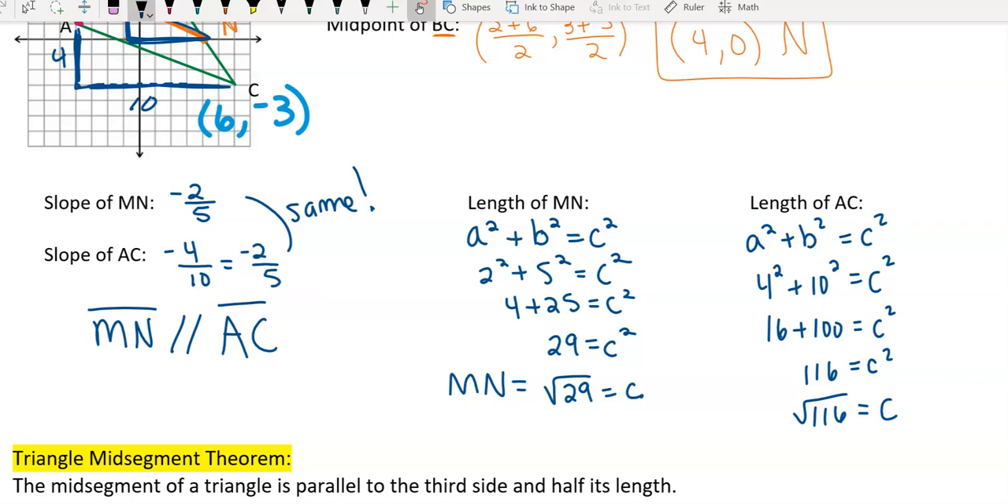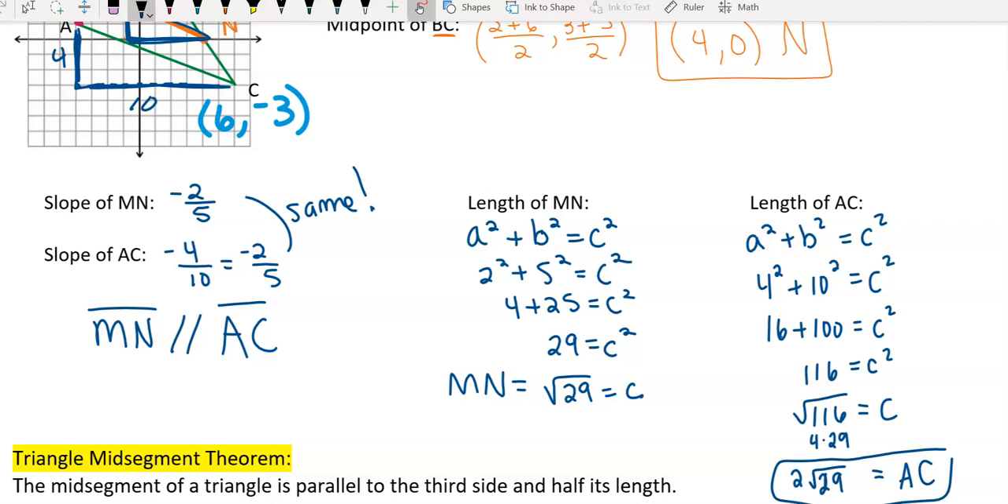So is that twice as long as the square root of 29? Well, I don't know. But we can see, does this simplify? Yes. So is 116 divisible by a perfect square? Is it divisible by 4? Yes, because 16 is divisible by 4. So 116 is actually 4 times 29. And the square root of 4 is 2. So that simplifies to 2 times the square root of 29. So it is. It is.